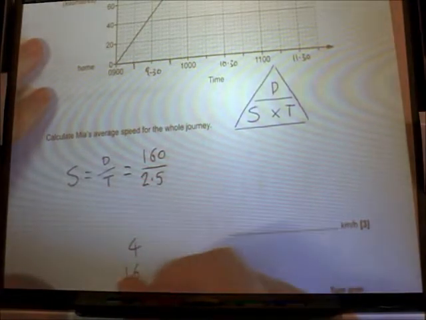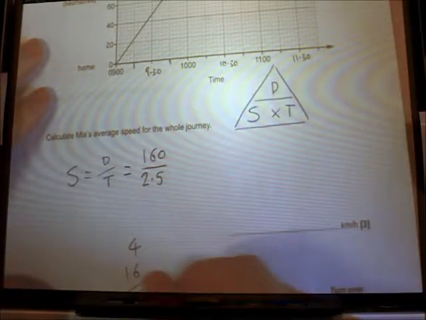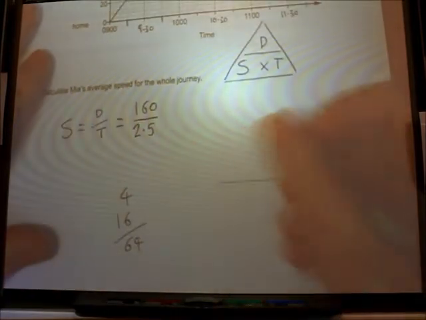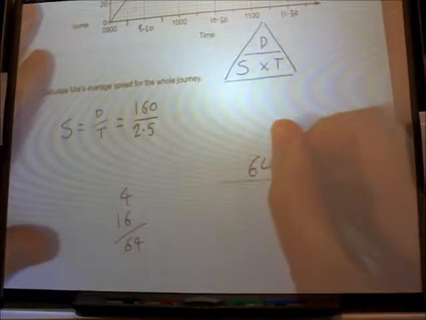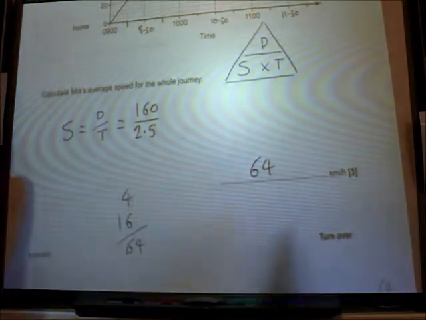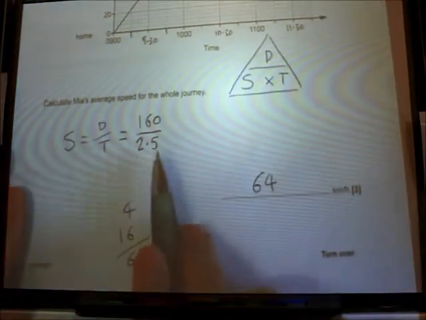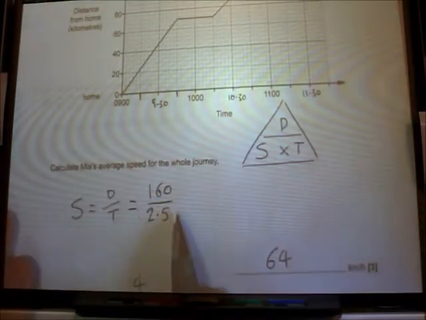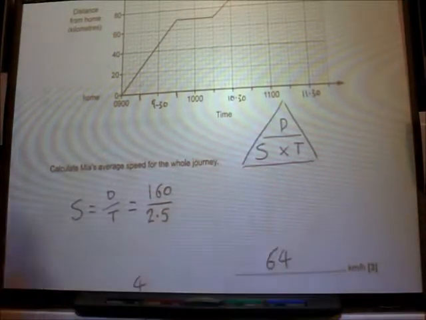So you could do 4 times 16, which will give you 64. So the answer is actually 64 kilometres per hour. But if you can't do the end bit, if you set it up like that, you'll get 2 marks because you've read from the graph and you've used this speed, distance, time triangle correctly. Question 15.